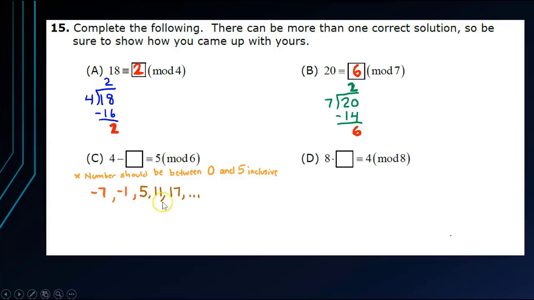Can any of these be obtained by doing 4 minus some number that's in the modulus system? And the answer is, well, yes. I can get a -1 by putting a 5 in here. 4 minus 5 is -1. 4 minus 11 is -7. 11 I'm not going to have because it's bigger than 6. But 5 certainly does work. And so 4 minus 5 is congruent to 5 in the modulus 6 system.